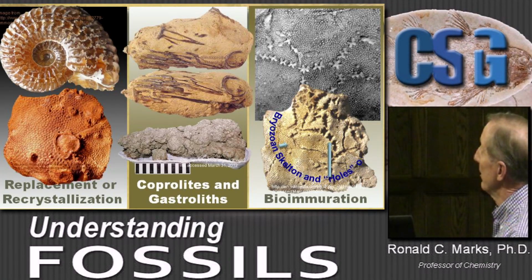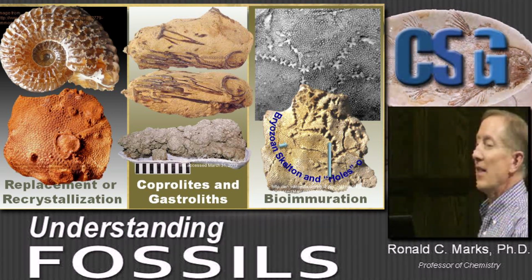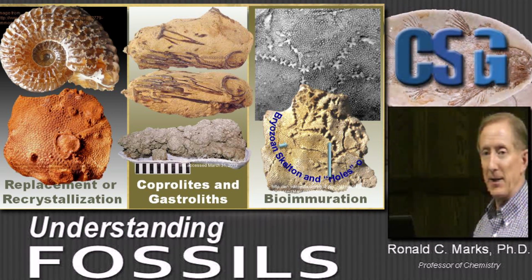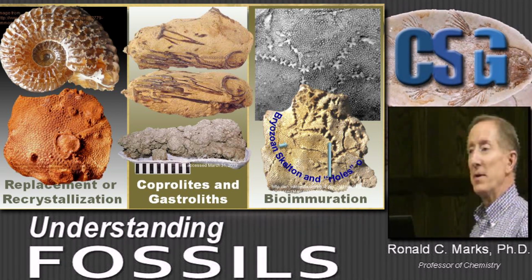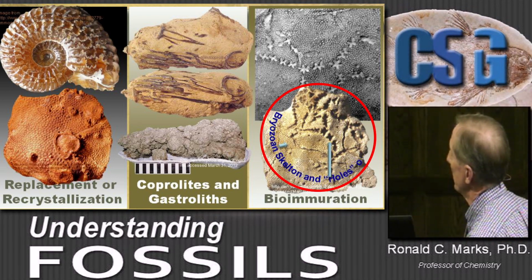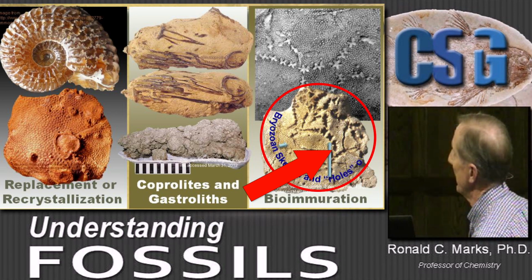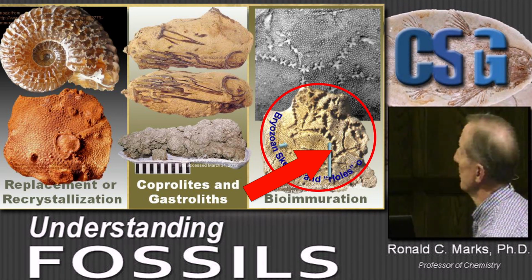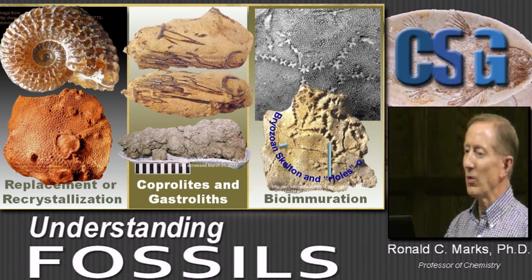And finally, bioimmuration. Now this one's a little bit more difficult to understand. In bioimmuration, there was an animal, some type of animal, and on this animal, there was a hitchhiker, or maybe a parasite. And so the animal is out here, we don't see it anymore, but these little kind of X's here, that was the parasite or the hitchhiker that was on the animal. They left an impression that when this fossil was made, it left little holes. That's called a bioimmuration.